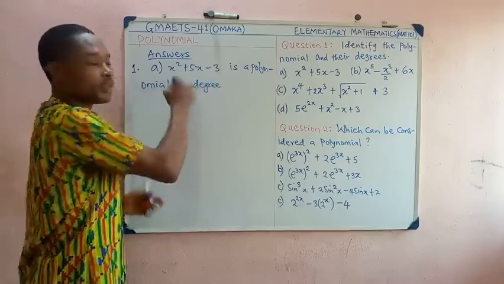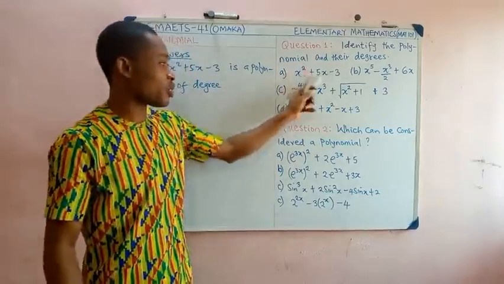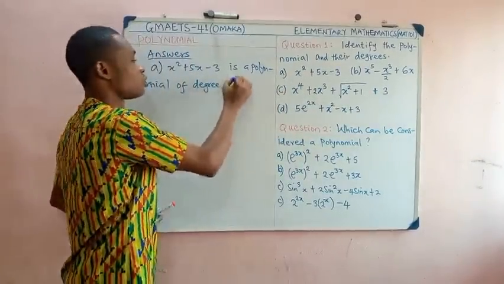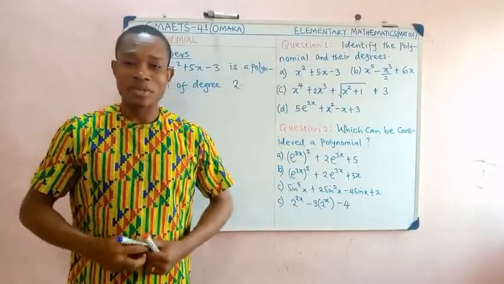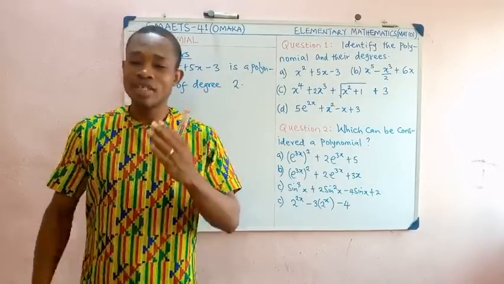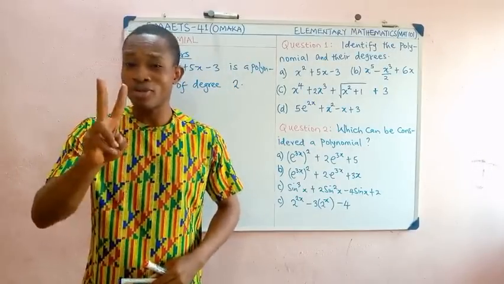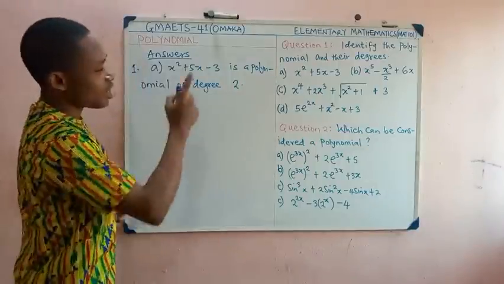Now what will you say about the degree? The highest power of x in this expression is 2, so it is of degree 2. That is actually a quadratic expression, is that not so? So what have you learned? A quadratic expression is a polynomial of degree what? 2. Alright, now let's look at the next one, b.